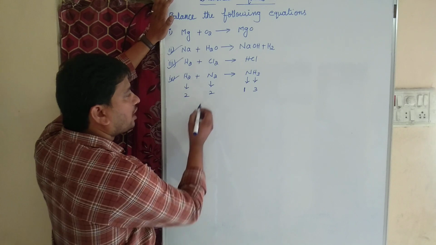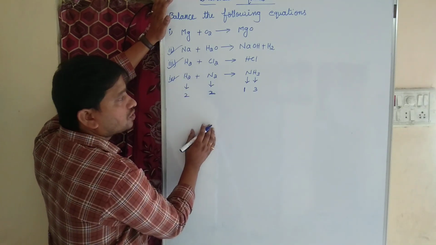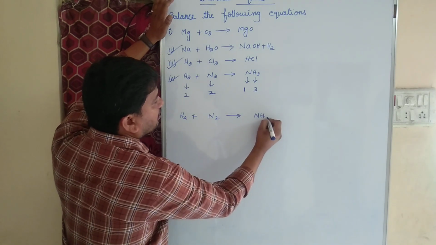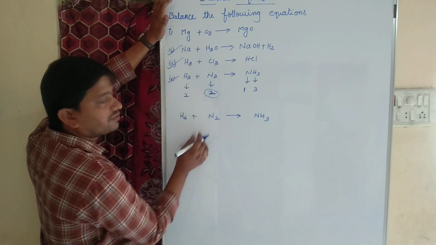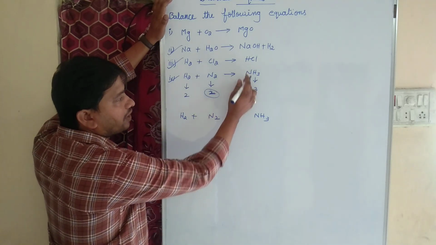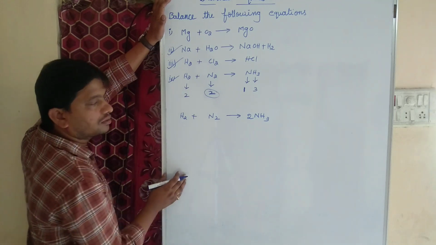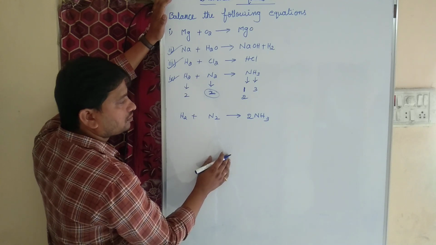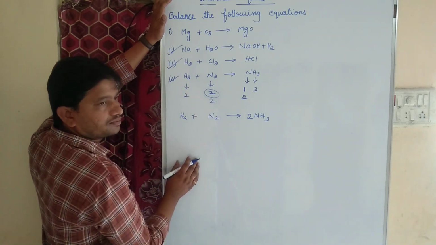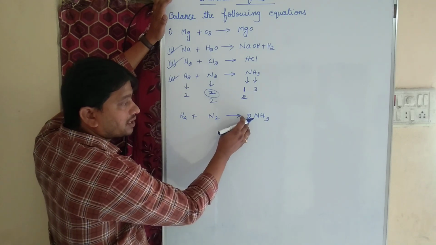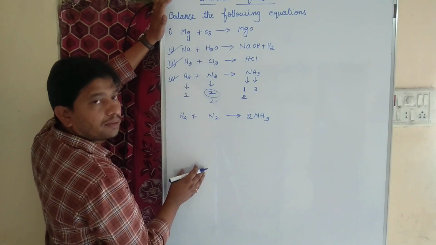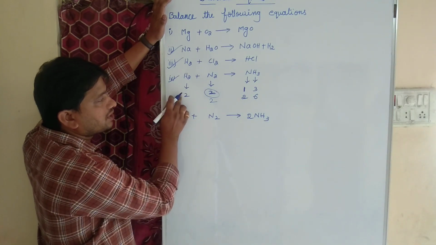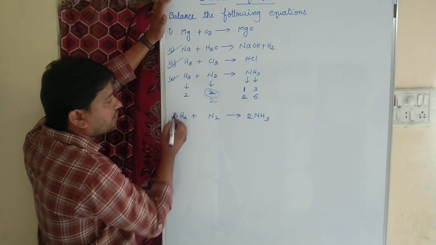Suppose on the LHS we have 2 atoms of nitrogen. Let me write the equation once again: H2 plus N2 gives rise to NH3. On the LHS we have 2 atoms of nitrogen, but on the RHS we have only 1 atom of nitrogen. Let me place 2 over here. Now this will become 2 atoms of nitrogen, and here also we have 2 atoms of nitrogen. But when we are doing this process, hydrogen atoms also got impacted. So 2 into 3 becomes 6 hydrogens. So on the LHS also I have to add coefficient 3 over here.